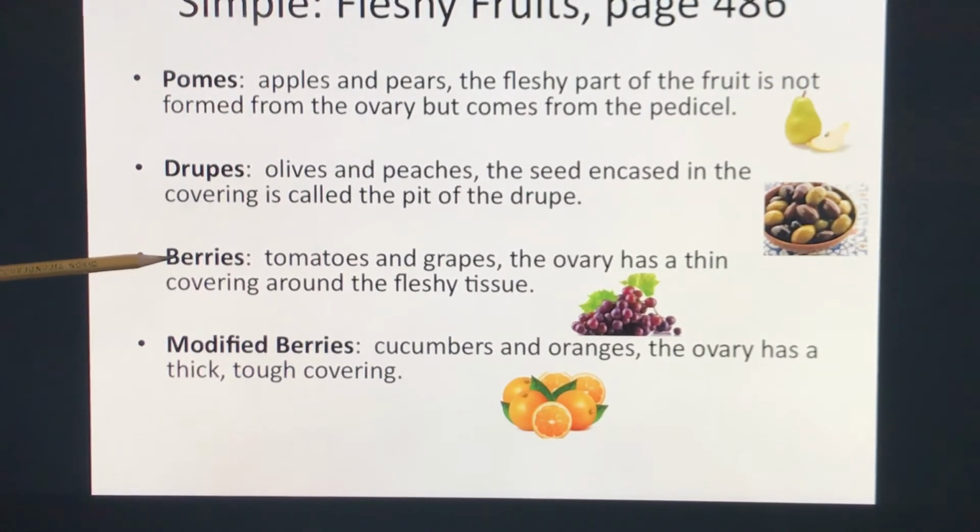Then we go to berries, which would include tomatoes and grapes. Here the ovary has a thin covering around a fleshy tissue. And then we have things like modified berries, which include cucumbers and oranges. And here the ovary has a thick, tough covering. So it's kind of interesting because you wouldn't really think of a cucumber as a berry, but that's the fruit family it falls in.